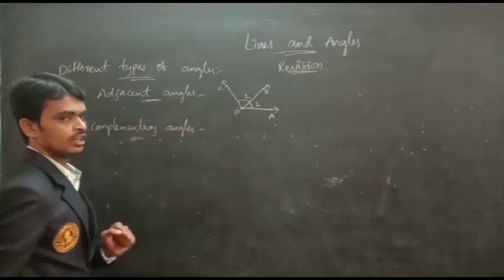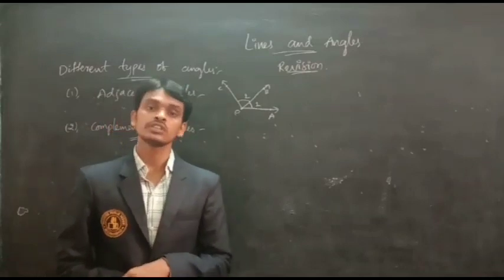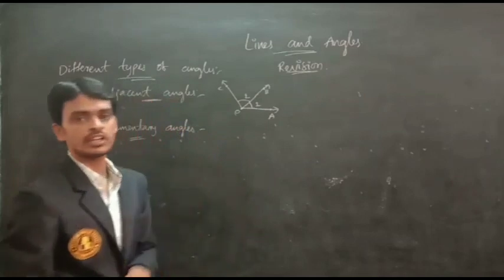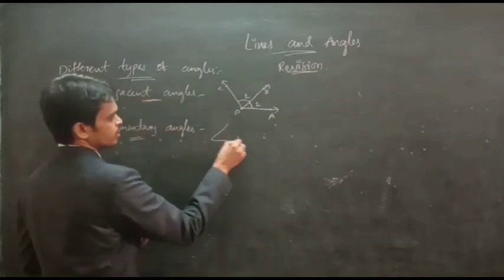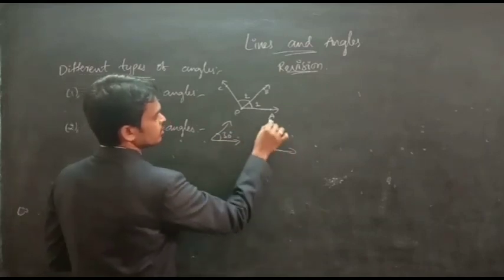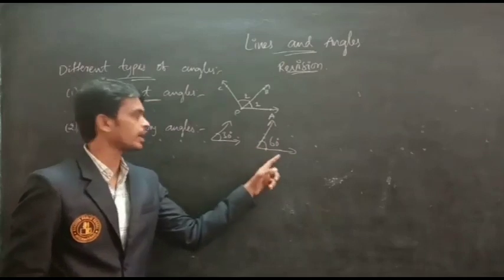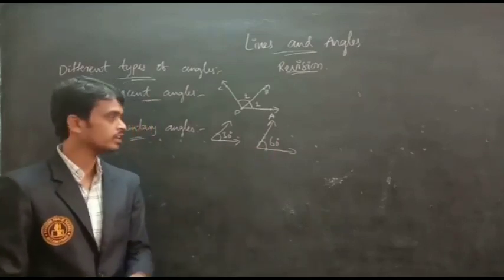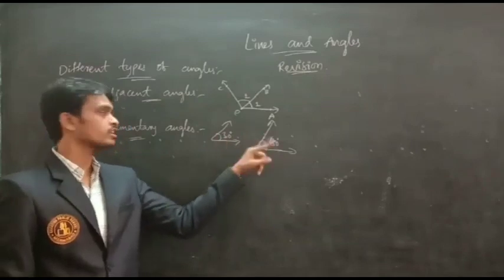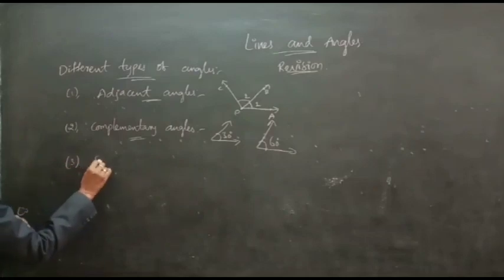Complementary angles. If the sum of two angles is equal to 90 degrees, then the two angles are called complementary angles. So, for example, 30 degrees and 60 degrees. The sum of the two angles, 30 plus 60, is how much? 90. Then this type of angles are called complementary angles.